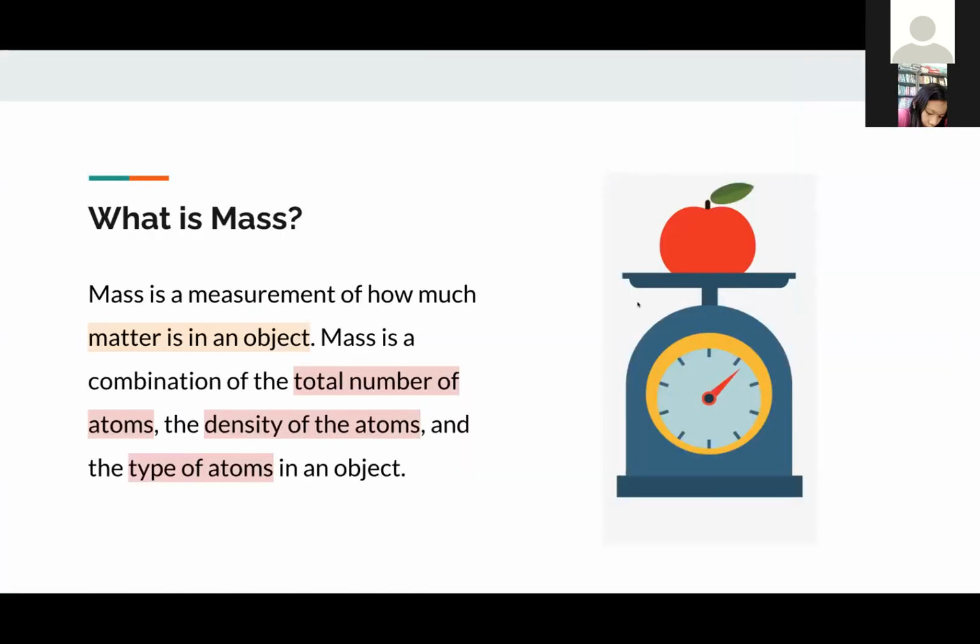So what is mass? Mass is a measurement of how much matter is in an object, and mass is a combination of the total number of atoms and density of the atoms, and basically whatever type of atoms is inside of an object. And it's easily confused with weight since we use it interchangeably in daily life, but we'll get to that later. Next slide.